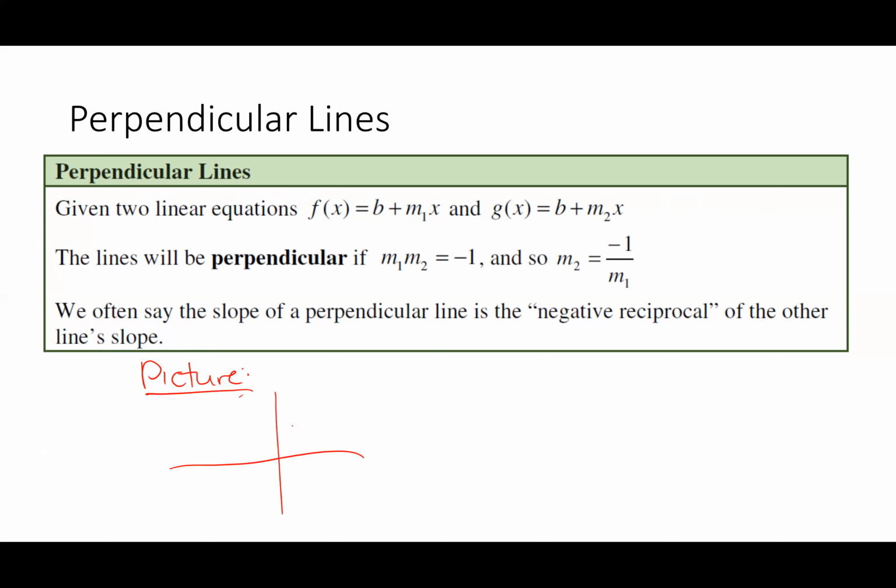Suppose I have some, that's a terrible grid. Suppose I've got this linear equation. If another equation is going to be perpendicular, what's going to happen is that they are not only going to intersect at a particular point. If you noticed, parallel lines are never going to intersect. These are definitely going to intersect, but they also intersect at right angles.